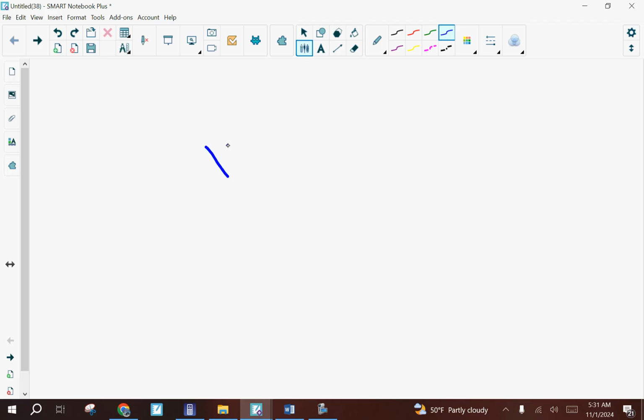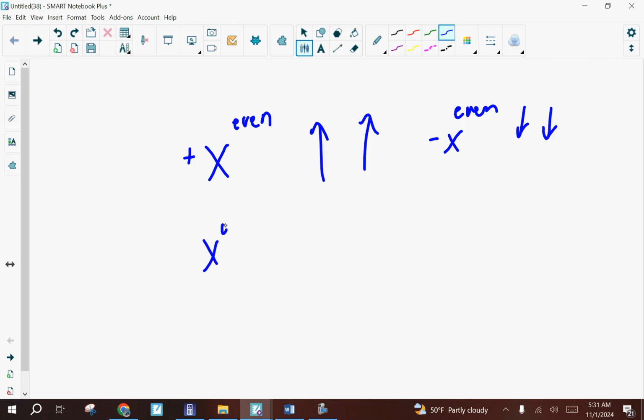You're going to have something that has an even exponent and a positive in front. If that happens, that guarantees your graph's going to point up and up for the end behavior. If you have a negative, then they just flip. So if you have negative x and this is even, that flips it so it points down, down. If you have an odd exponent, the left side points down and the right side points up, as long as there's a positive in front.